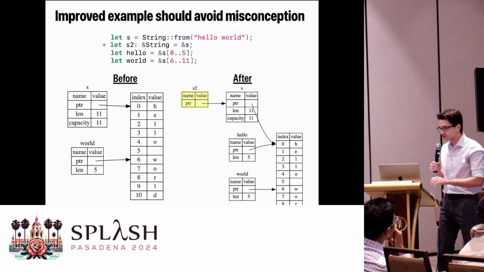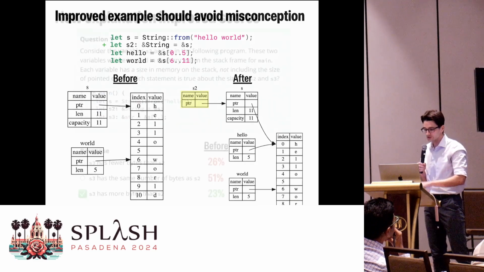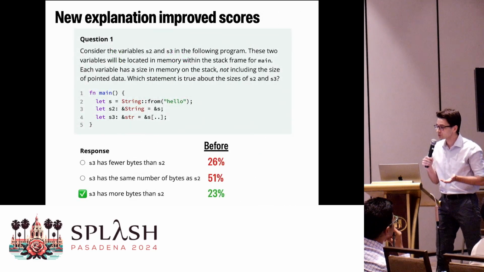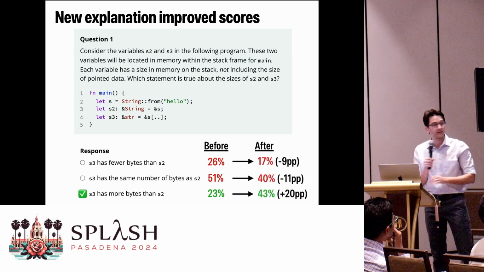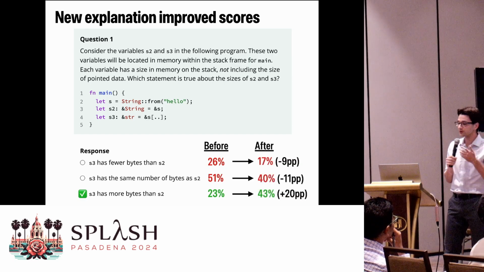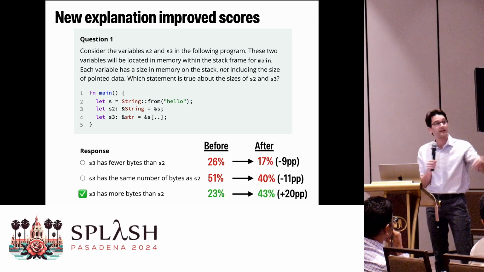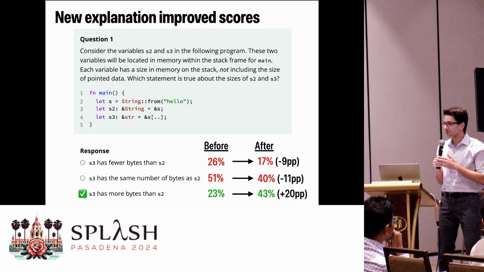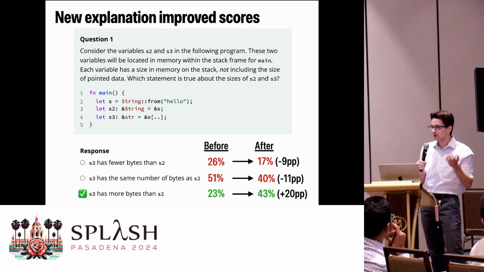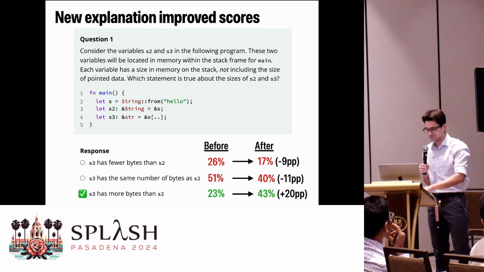After deploying this change to the textbook and waiting for another few weeks, we saw that the original question score, originally at 23%, increased by 20 percentage points to 43%, which corresponded to an evenly split decrease in both of the distractors. So that's a successful example of the profiling process at work.